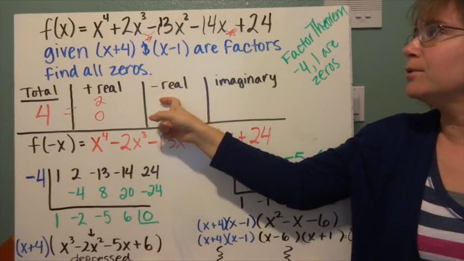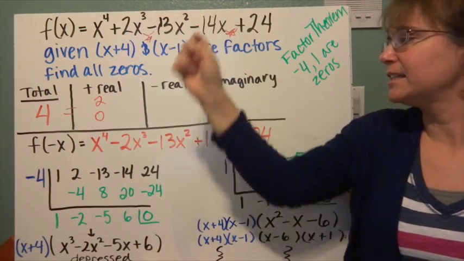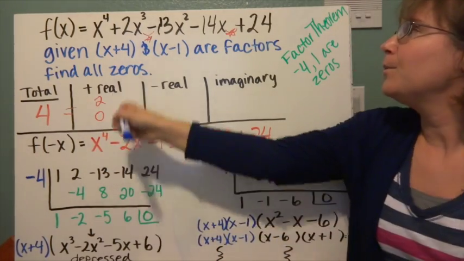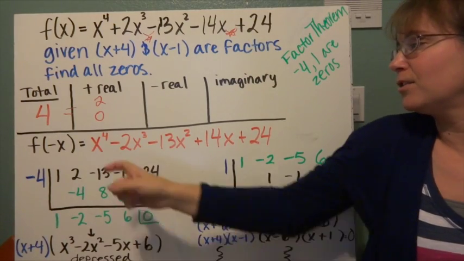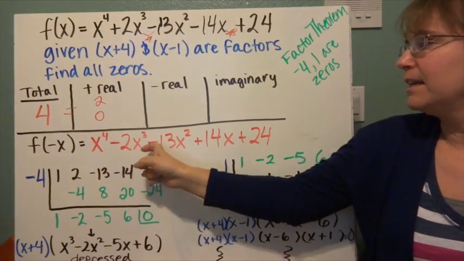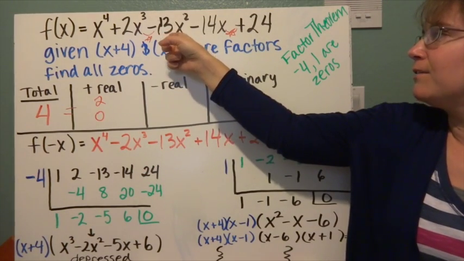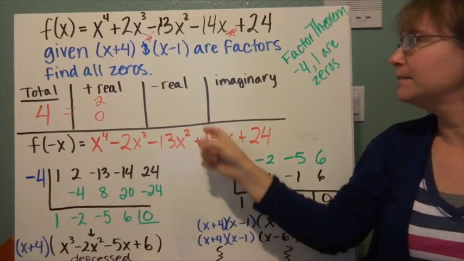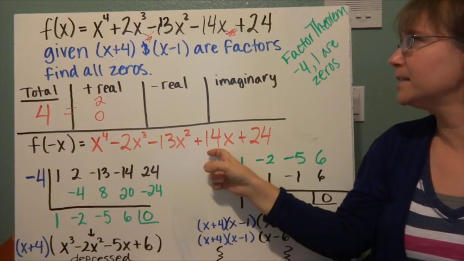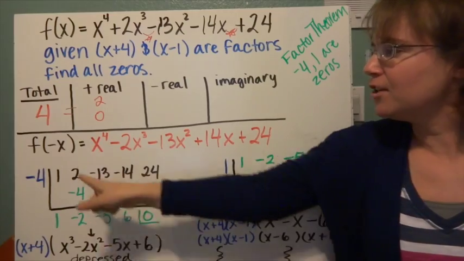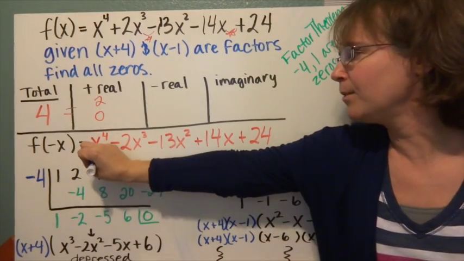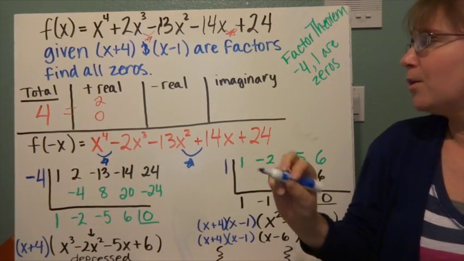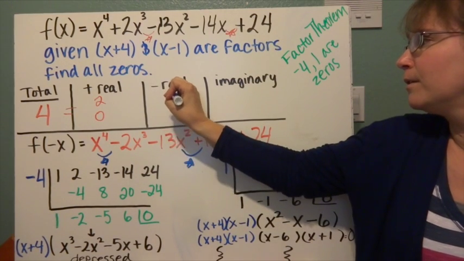Now to look at our negative real roots, we have to plug in a negative x for every x. So when we do that and we have a negative x to the fourth, that just stays x to the fourth. However, when we do that with x to the third, that becomes a negative x to the third and it changes. So that's negative 2x. Minus 13x squared, plugging in a negative x there and squaring it, it's just going to be the same as x squared. And then negative 14 times negative x is going to give us a positive 14, and then plus 24. Now we can check out the sign changes. Well, here, positive, so we have positive to a negative, that's a sign change, and negative to a positive, that's another sign change. So we have a possibility of having 2 or 0.